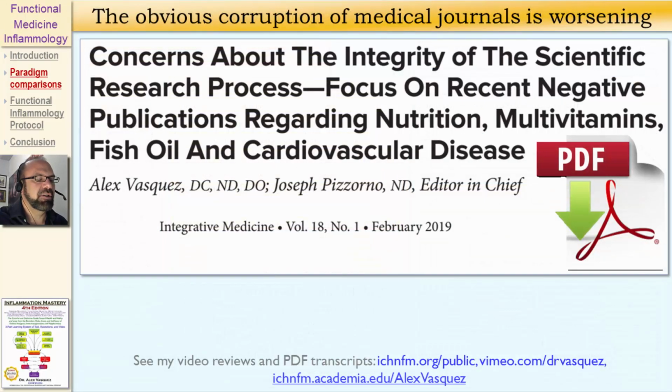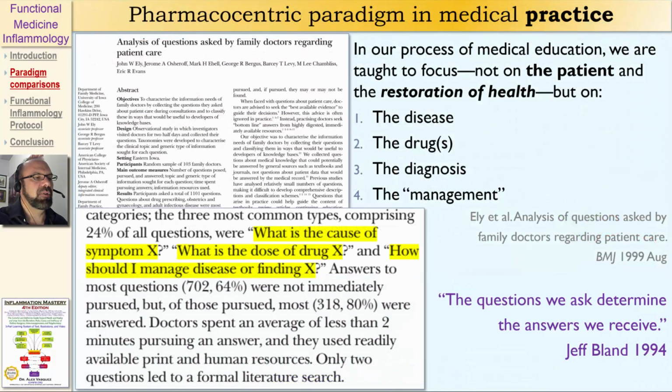And in fact, last year in 2019, I published an editorial on that topic written with Dr. Joe Pizzorno. Because of the heavy-handed influence of the pharmaceutical industry in education and in scientific publications, we of course then see that influence translated into how doctors think and practice clinically. So you'll notice that most doctors in clinical practice focus on the disease, the drug, the diagnosis, and the management, but they don't really think outside of that box into what actually might be causing the condition that their patient's presenting with.